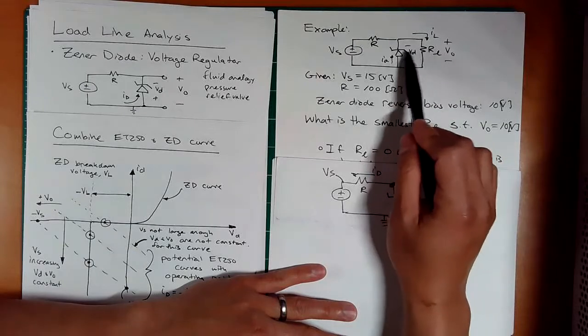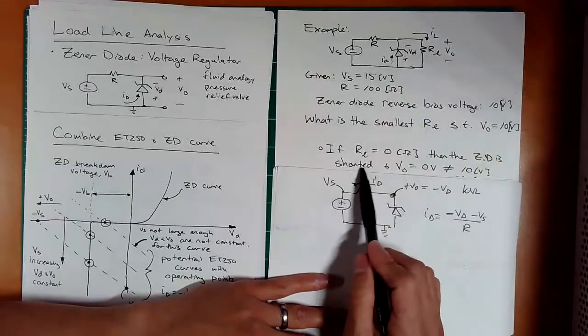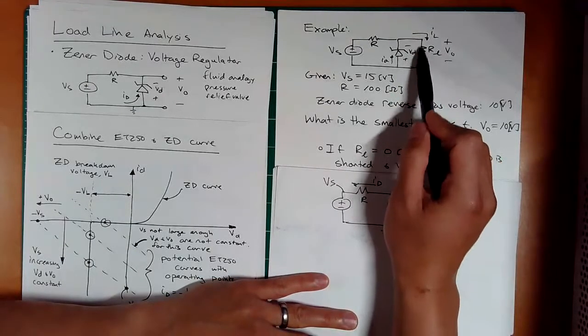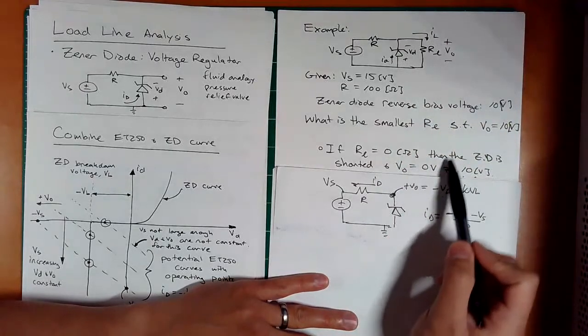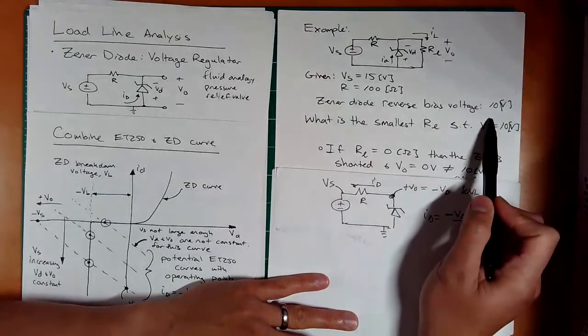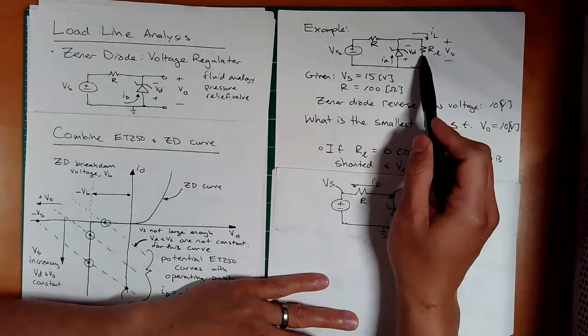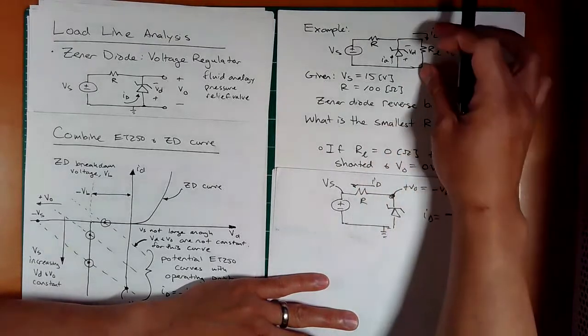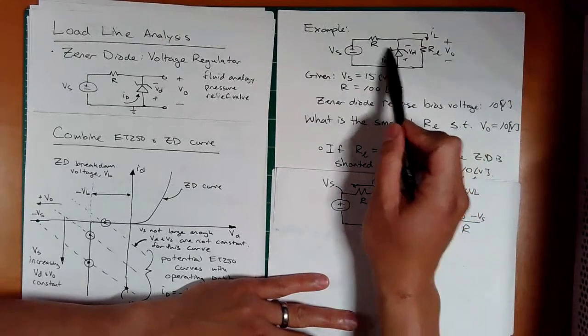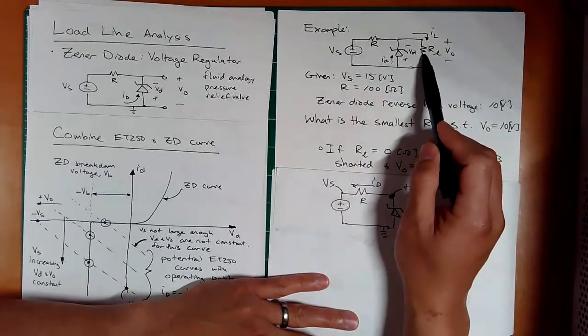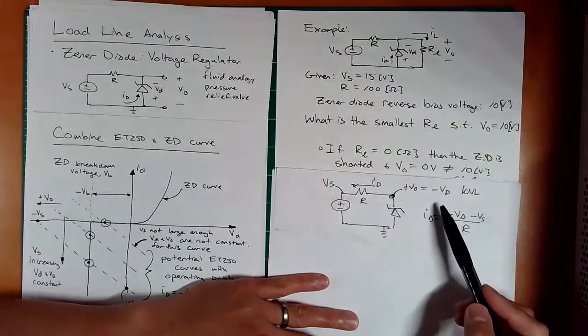Well, what's happening to the Zener diode? It's shorted, right? And if this is shorted, what's the voltage across the short? 0. So now this V naught is 0, and it's not our desired 10 volts. This is like a high load, because it pulls a lot of current and droops the voltage. So this Zener diode isn't helping us, and we just can't maintain the voltage because we're asking for too much current here.